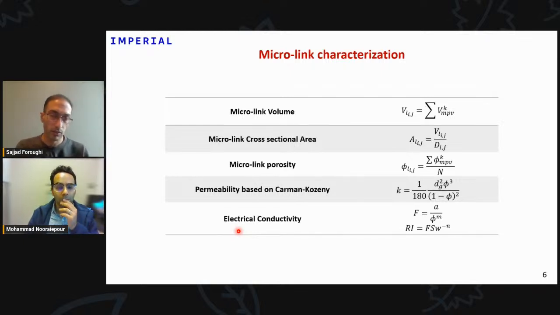As I said, for the microlink, we need to assign the proper physical properties like volume, area, porosity, and permeability, for which I show the relations here that we use. The main source of these parameters is the porosity map, which is determined from the differential imaging.